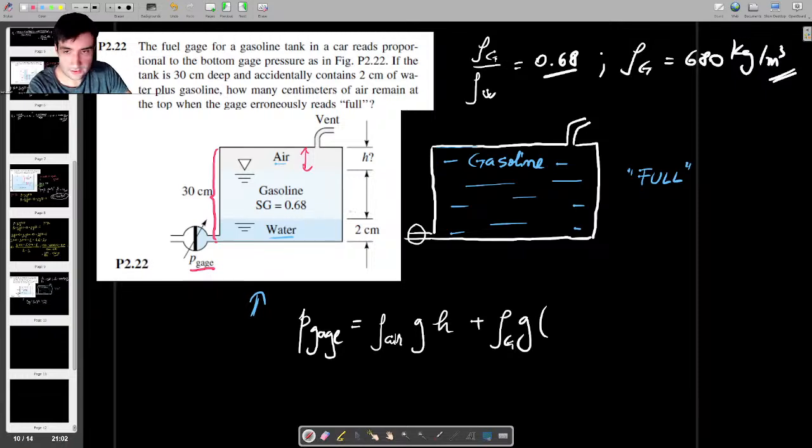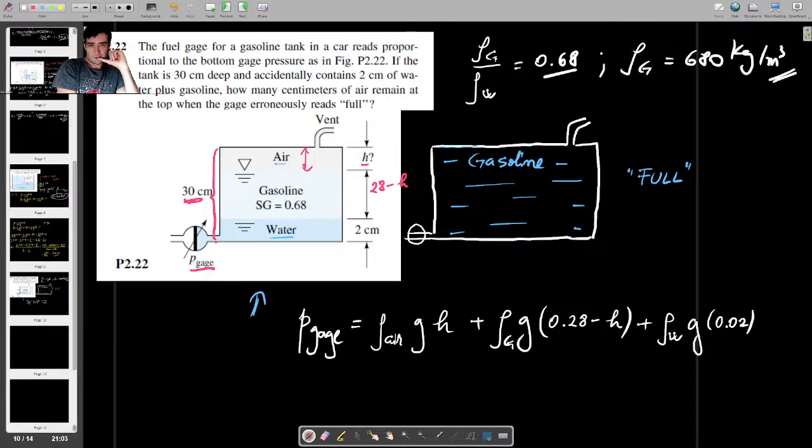We know the total height is 30 centimeters. We know we have 2 centimeters of water. We have h centimeters of air. So the remaining bit, 30 minus 2 is 28, should be 28 minus h centimeters of gasoline. But I'm not going to use centimeters, I'm going to convert it to meters, so this will be 0.28 minus h, plus the water, so plus density of water times g times 2 centimeters, so 0.02.